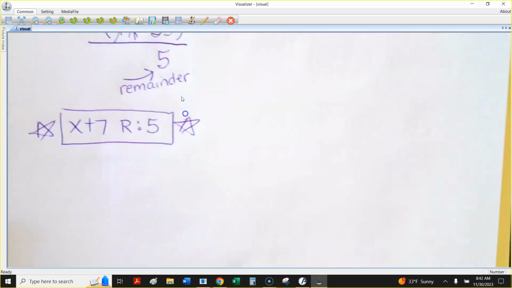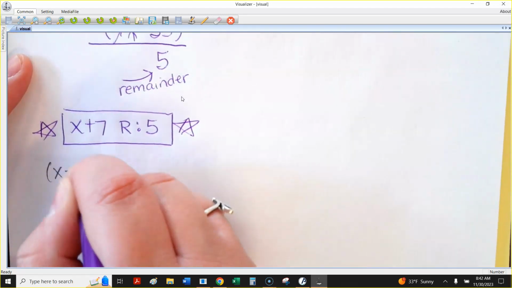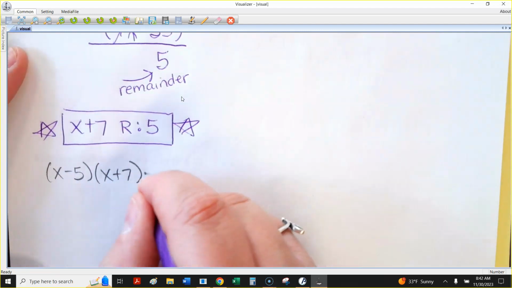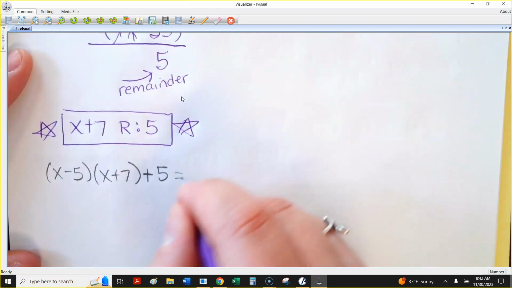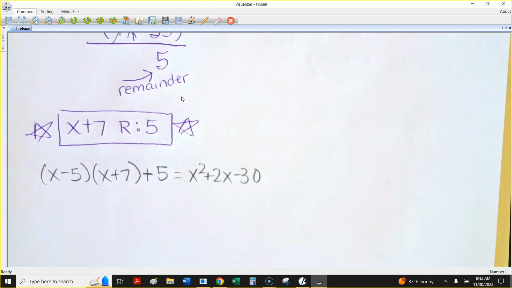So what this means is if we took that x minus 5 on the outside times that x plus 7 we got as our answer, we would have to add 5 to that to get back what we had, the x squared plus 2x minus 30. That's what that means. So if there's a remainder, it's not a factor because I'm going to have to add 5 to that to actually get back the original problem.